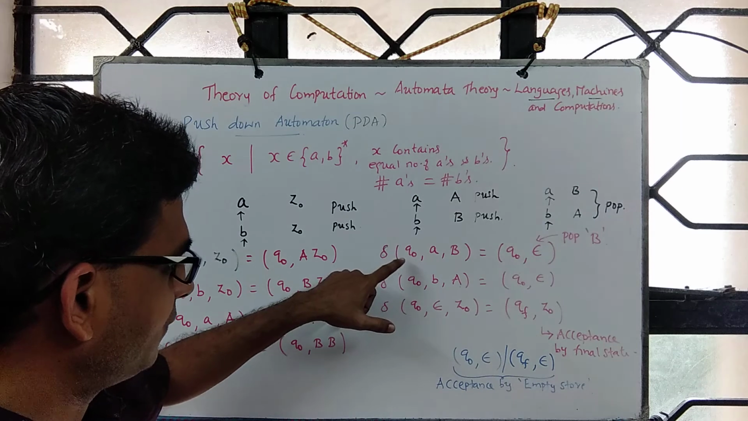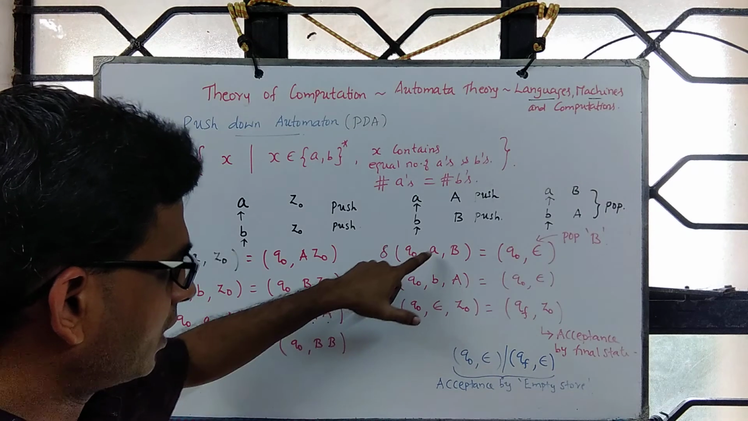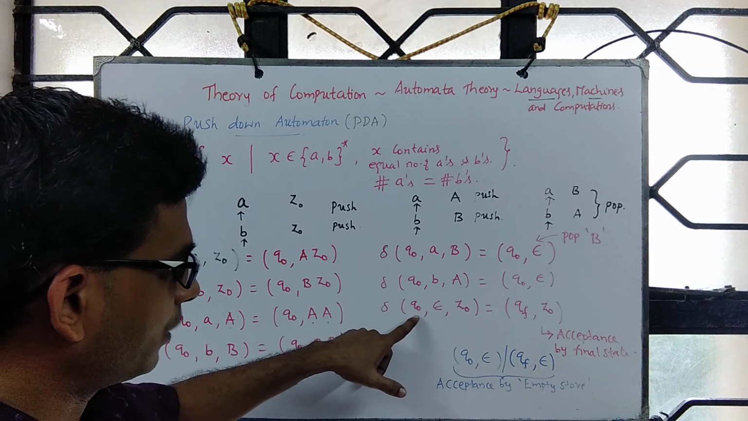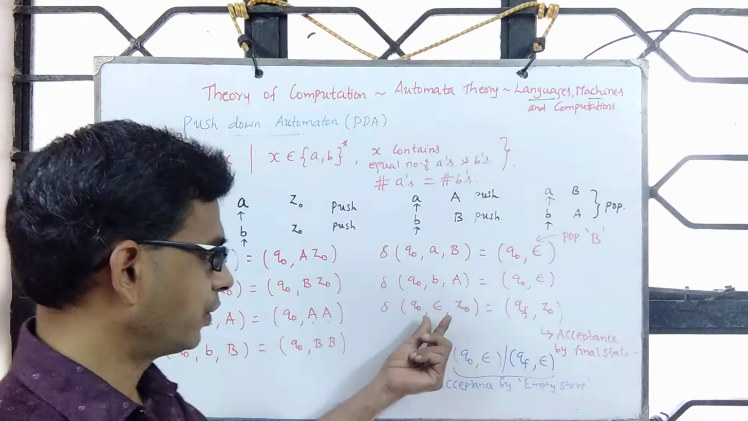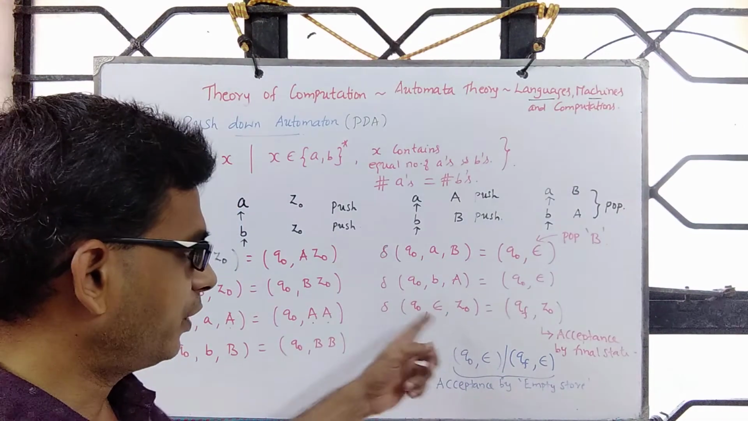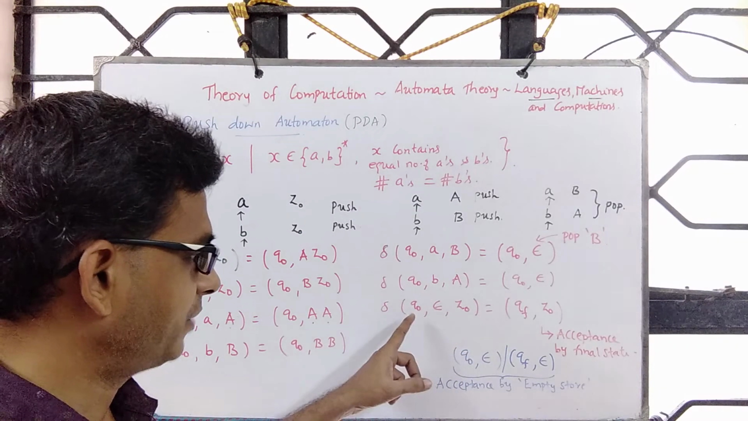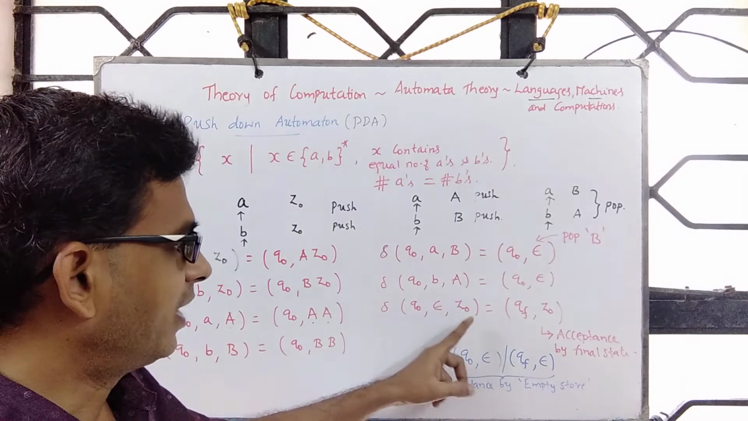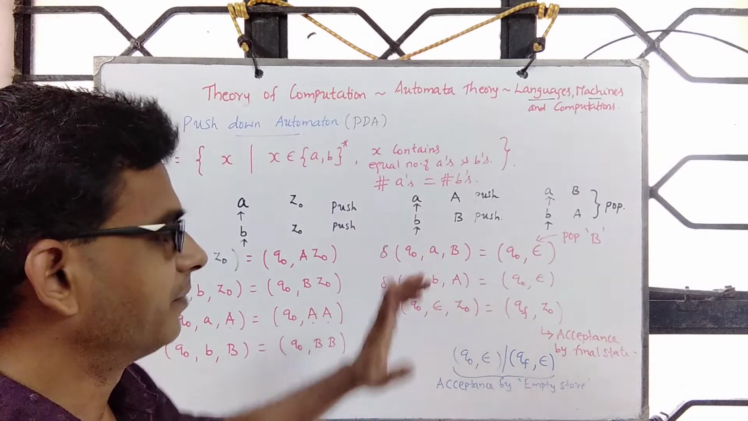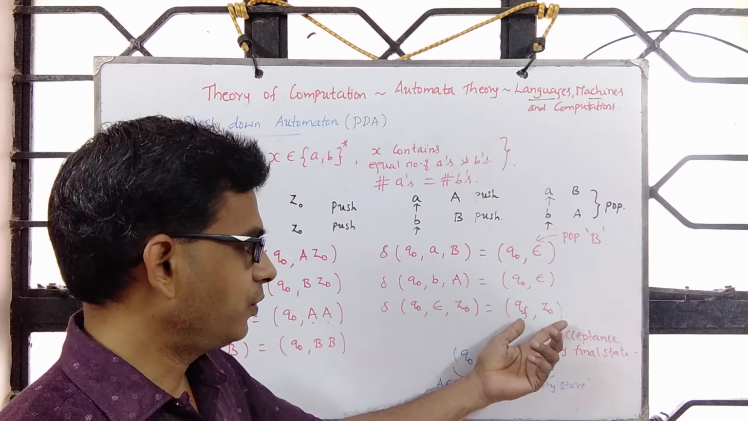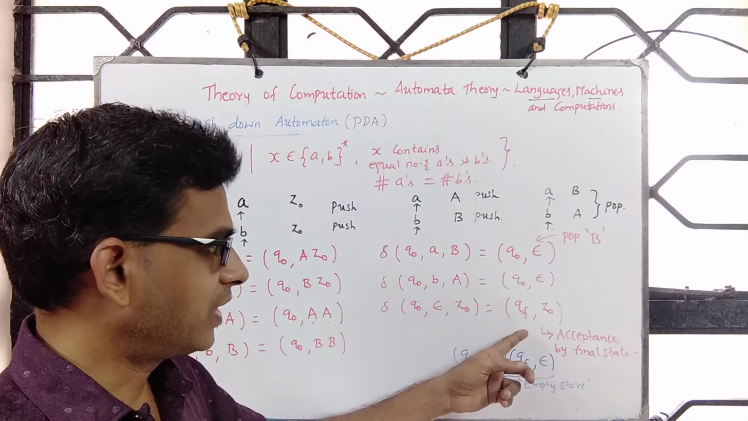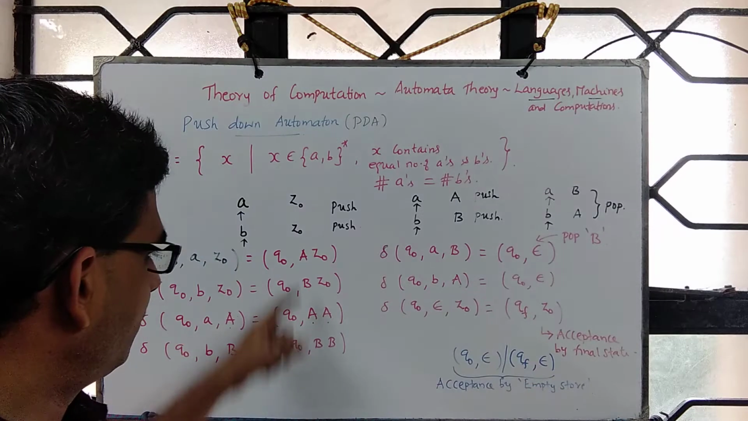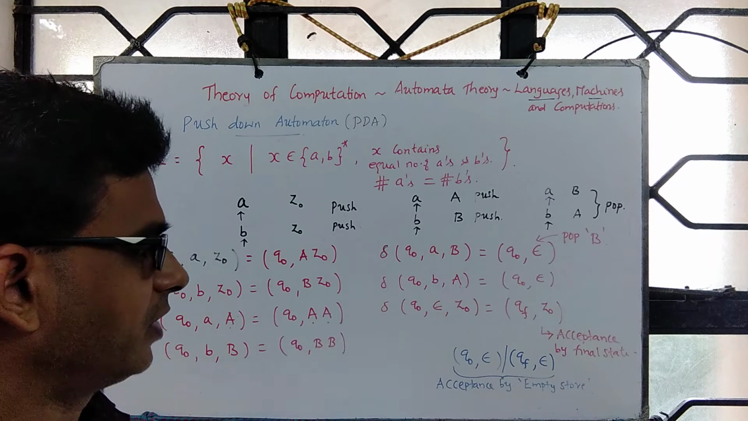Now you see that the transition function is from Q cross sigma. Sigma will only handle A and B. So when you write, you should write Q cross sigma union epsilon, because we also take this into account. Earlier we wrote Q cross sigma cross gamma, but it should actually be Q cross sigma union epsilon cross gamma. Gamma contains Z naught, A, B. And where do we map to? We map to Q cross gamma star. So it could be epsilon, it could be just Z naught, or it could be a string like B Z naught, and so on.